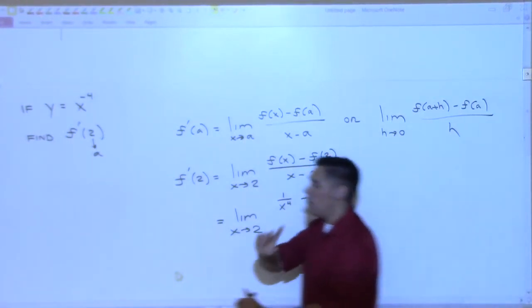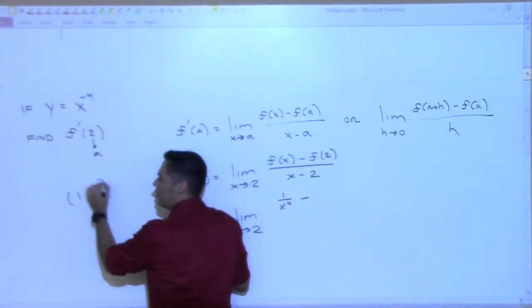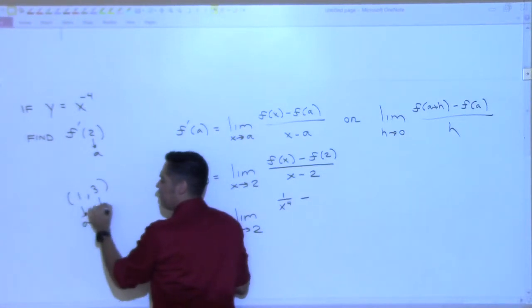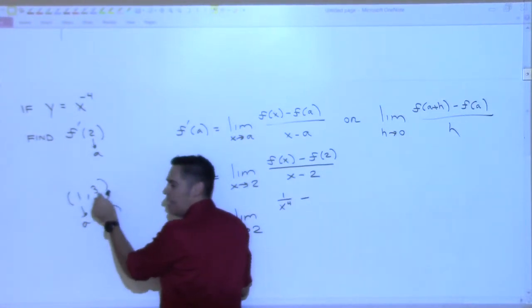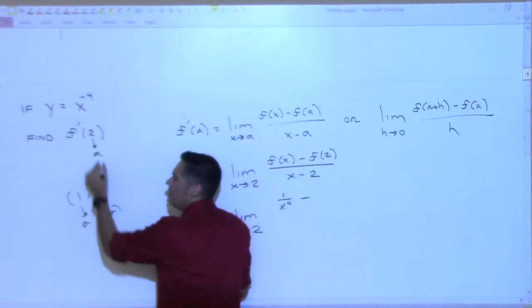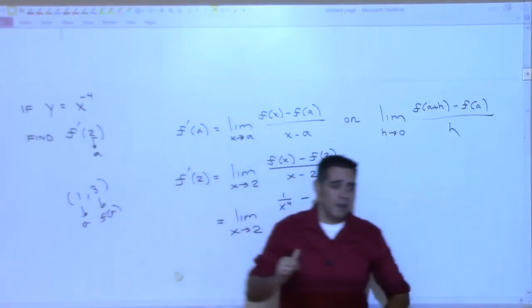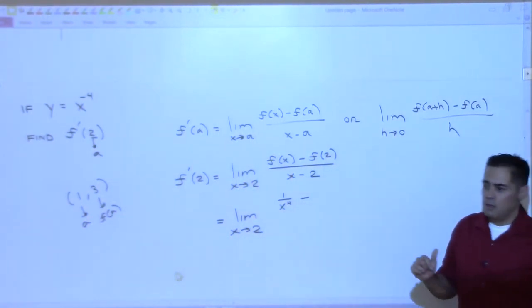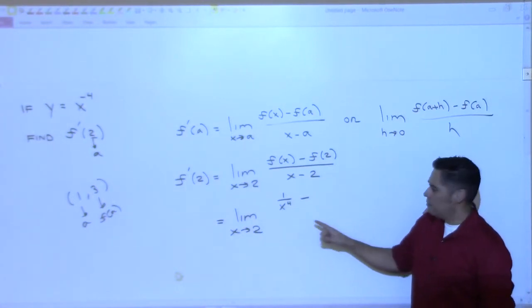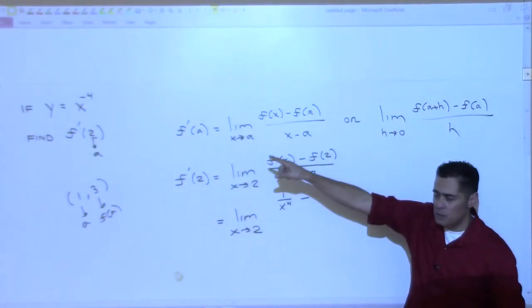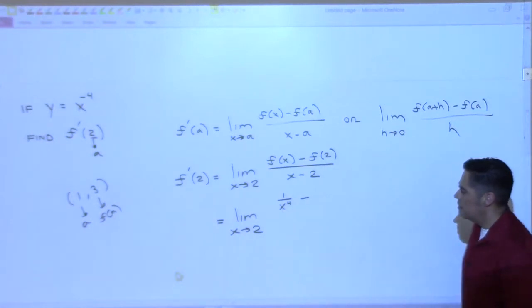Now, in the past problems, wasn't I giving you the points 1, 3, like this was a and this was f of a? So I gave you f of a. But see here, I'm not. I'm just giving you 2, which means you've got to go figure out what f of a is. But that's kind of easy to do, right? Just plug 2 into the function. So what would happen if I plug 2 into there?